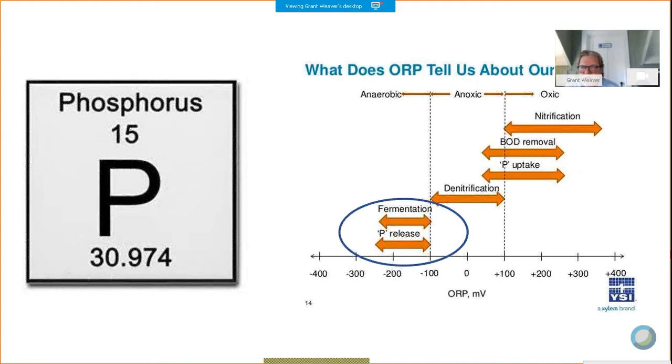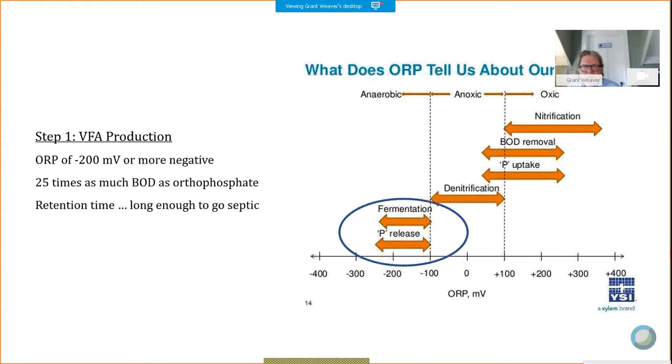There is no oxygen here, and the bacteria are hungry enough for oxygen to breathe and grow that they're going to be breathing the oxygen off of some pretty strange compounds down here in the negative ORP territory. And as they do, in the septic conditions, we're going to break down organic compounds to volatile fatty acids.